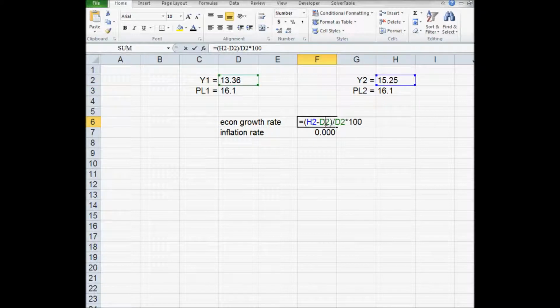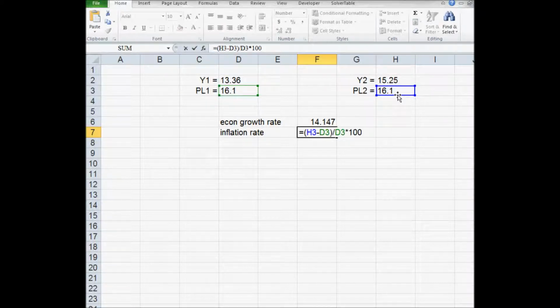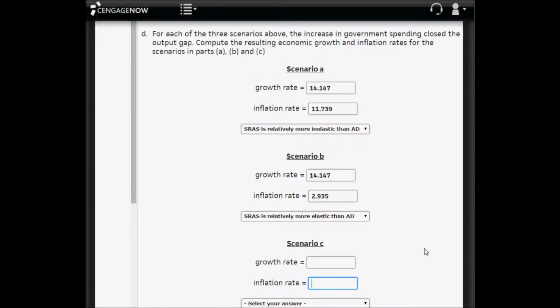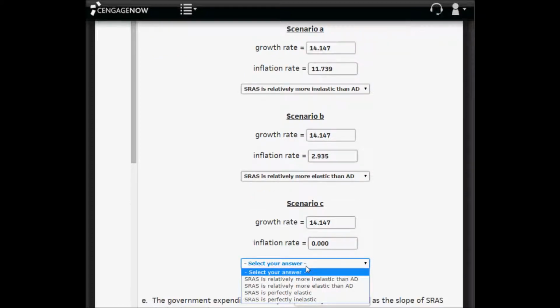The economic growth rate is the percent change in GDP. It is $15.25 trillion. It was $13.36 trillion. The inflation rate is the percent change in the price level. Because the price level did not change, the inflation rate is 0. In scenario C, the inflation rate is 0%. The economic growth rate is 14.147%. The short run aggregate supply curve is perfectly elastic in scenario C.